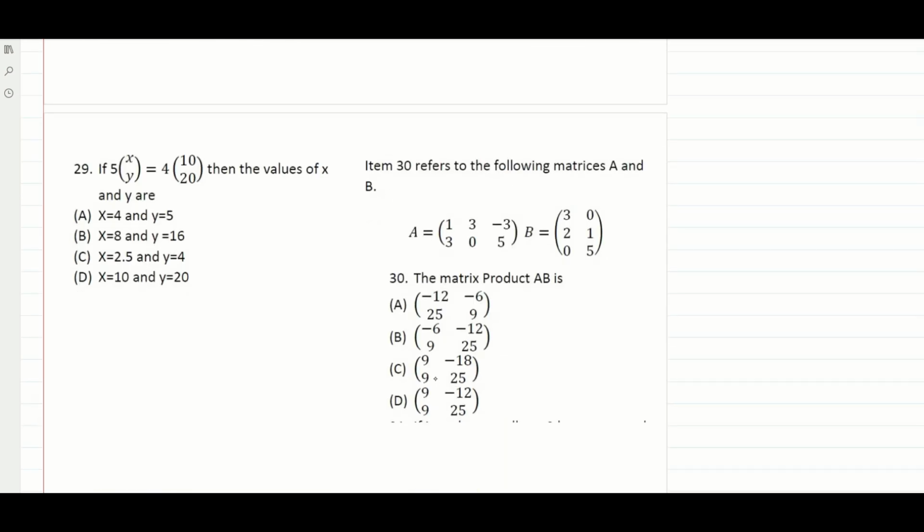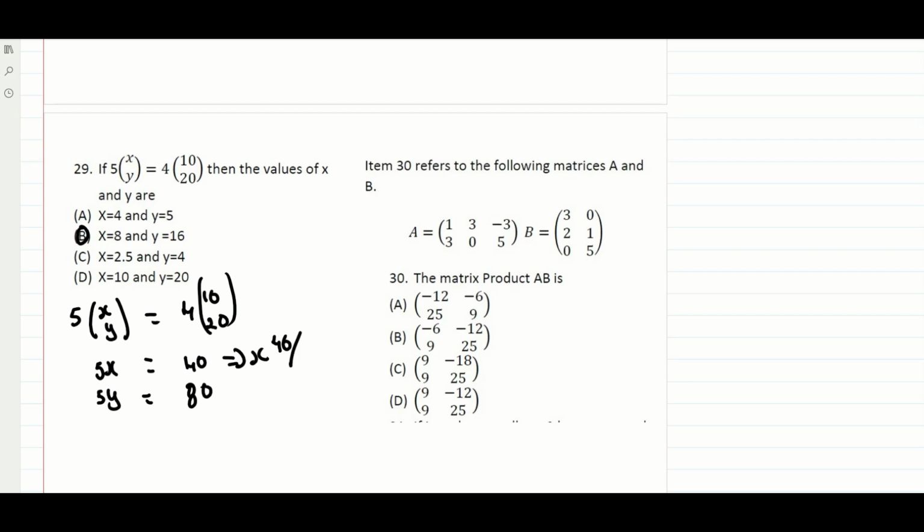Right, let's look at this. We did this already. We saw that the answer was x is 8 and y is 16, but let's do it. 5xy is equal to 4, 10, 20. When we multiply, 5 by x is 5x, and 5y is equal to 4 by 10 is 40, and 4 2s are 8, so that's 80. Right, 5x, so x would be 40 divided by 5, so x is equal to 8, and 5y is equal to 80, so y would be 80 divided by 5, which is equal to 16. So we know it's this answer.